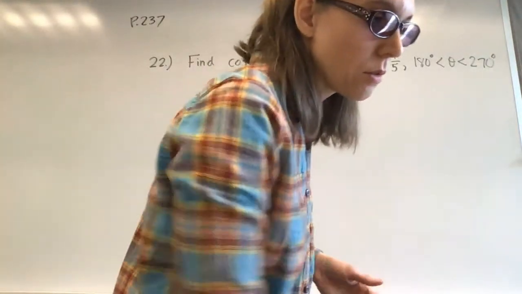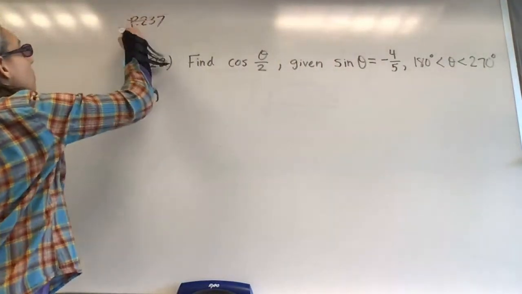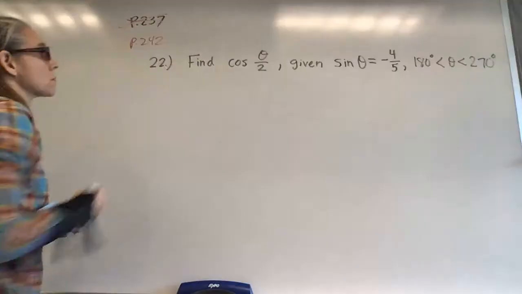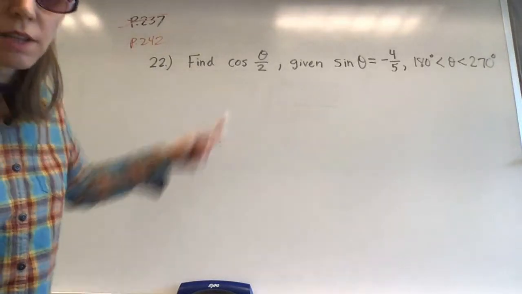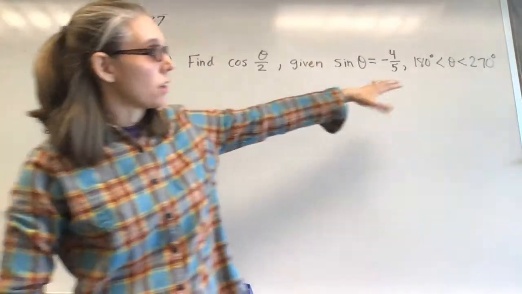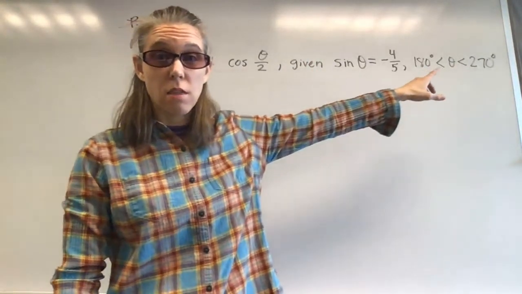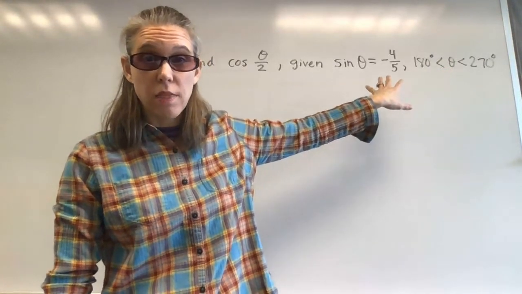This is not on 237, sorry about that. This is on page 242. We are going to find the cosine of theta over 2 given a certain sine value and a quadrant. So what we want to do is go ahead and draw the third quadrant and put a triangle in there and label it.